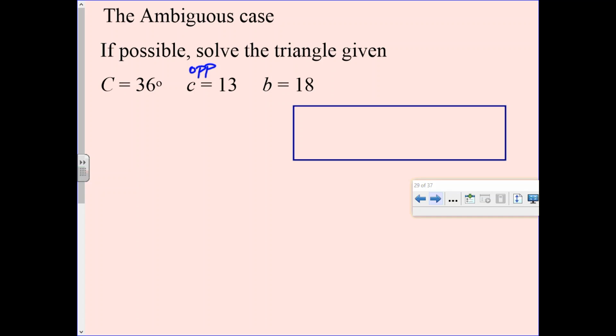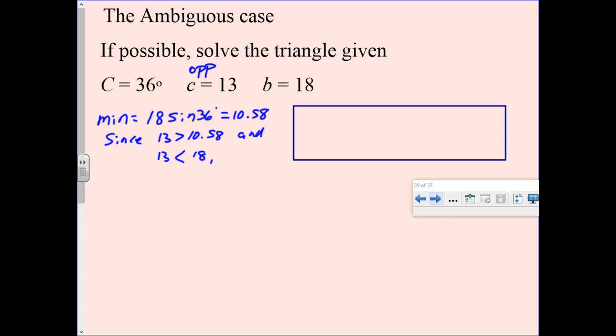So we do that same thing, right? The minimum value is going to be 18 times the sine of 36 degrees. And if you put that in your calculator, you will get 10.58. Which means it's okay. So the C value, that 13, so I'm going to write here, since 13 is greater than 10.58, and 13 is obviously less than 18, then there are two triangles possible.